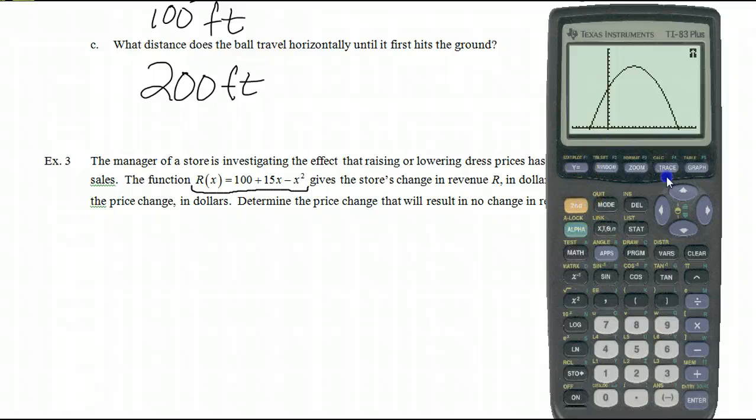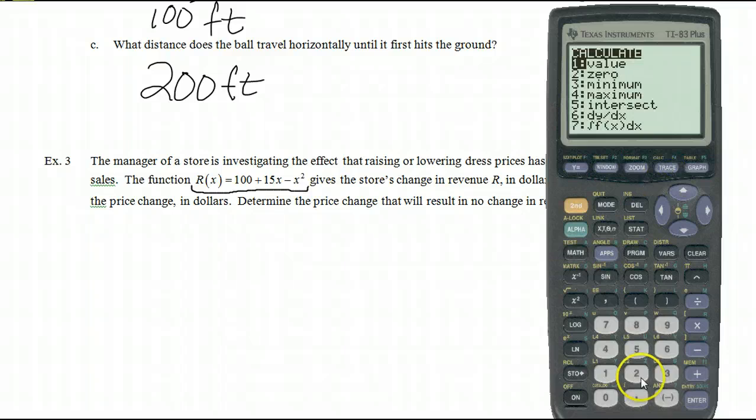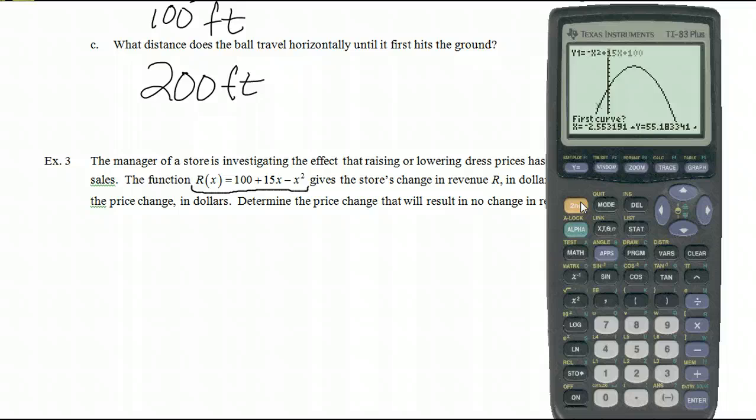So let's do second calc. Now remember, since I have y2 still set to 0, I'm just going to do intersect. First curve, I'm just going to trace along until my y value comes down pretty close to 0. That's close enough. And I'm going to hit enter 3 times. First curve, second curve, and third, my guess. So we have negative 5 for x. That means if I lower the price by $5, I will not have a change in revenue.